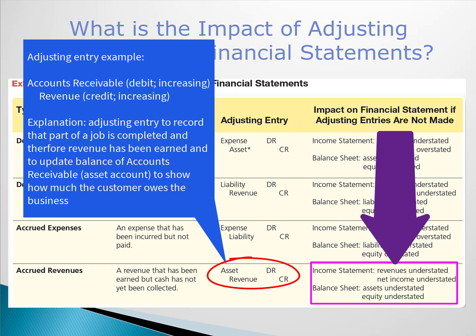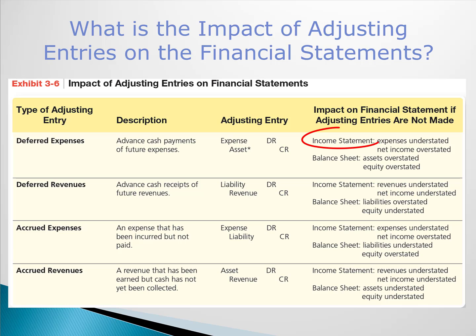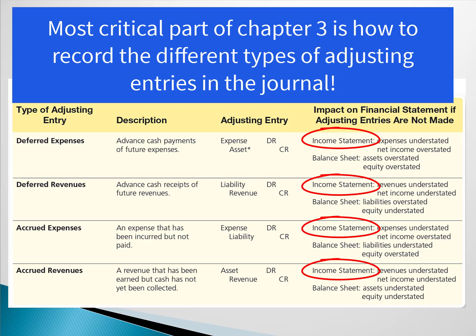And of course, on all of these, anything affecting the income statement would mean that your taxes would be incorrect. So these adjusting entries are very important, and that's why accountants, who usually do the adjusting entries, are usually paid more than bookkeepers, because bookkeepers usually do not do the adjusting entries.